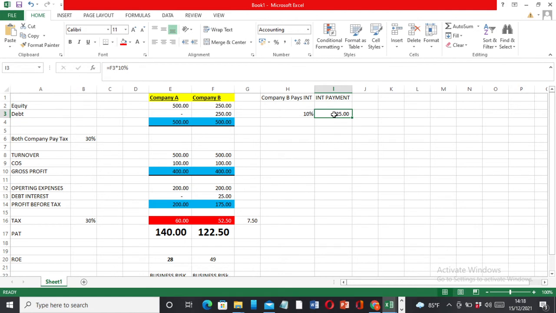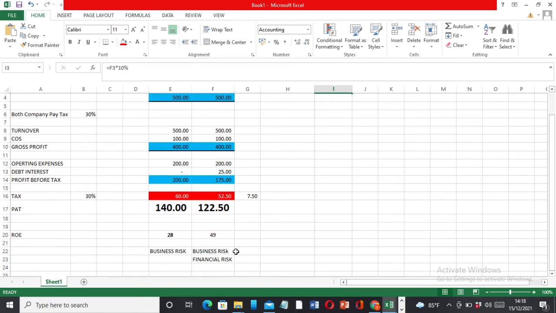Because if you do not have money in the business to pay the interest or the debt that you have borrowed from the bank, it's a very big financial risk. So this totally depends on the situation and depends on the business. It is your decision to look at it from a different perspective. If you want to invest in this business, 28%, but here there is a higher financial risk and a business risk, but the return is 49%.